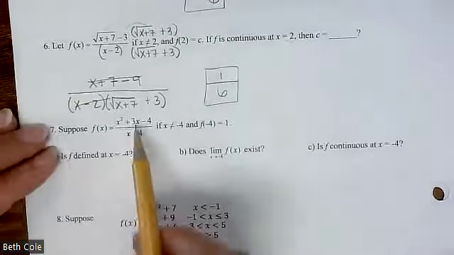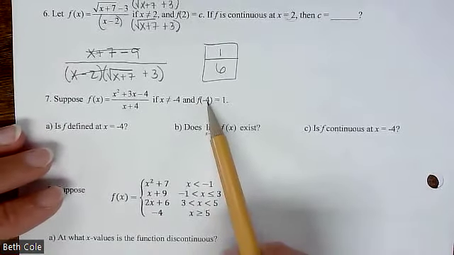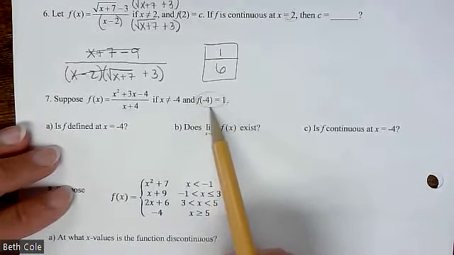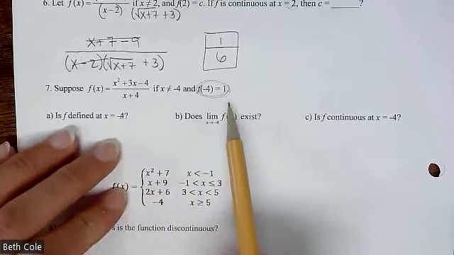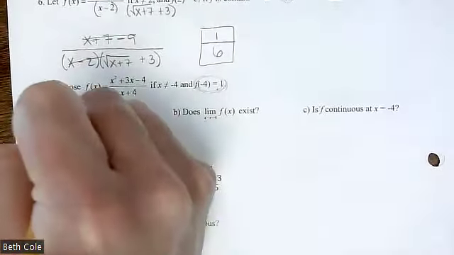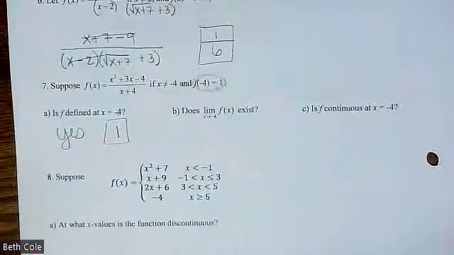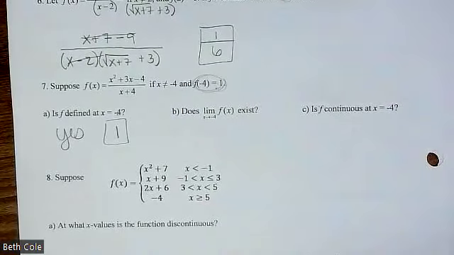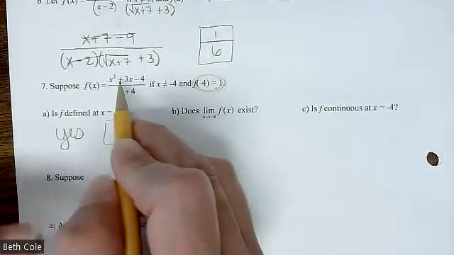All right, number 7. This is our function. And we are told f of negative 4 equals 1. Don't forget that. That's what I'm about to say. Is the function defined at negative 4? Yes, it equals 1. It's almost like a trick question. Yes, it's 1. You got told that. It is a trick question, though. Does the limit exist? All right, now that is going to involve factoring.